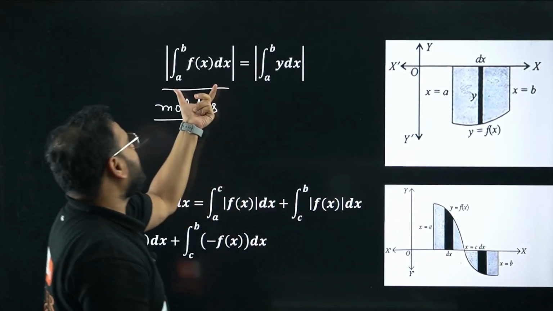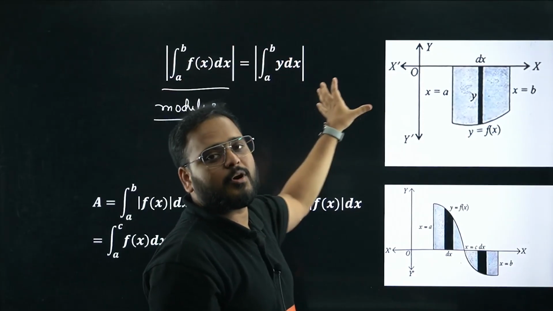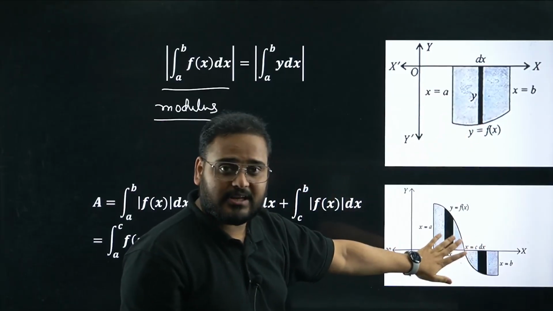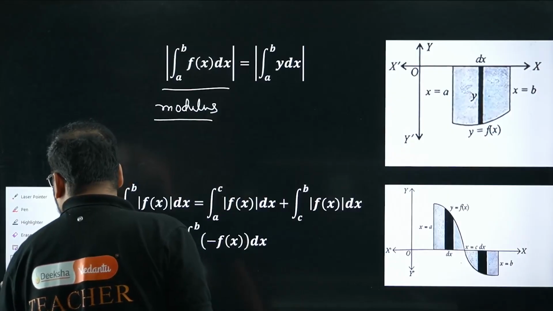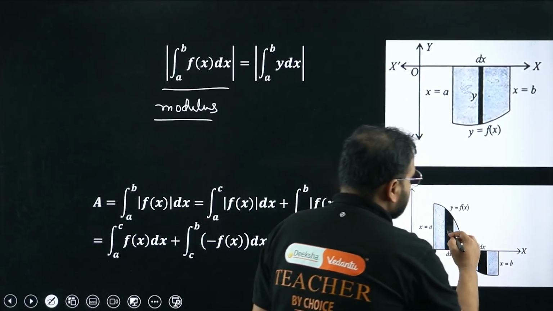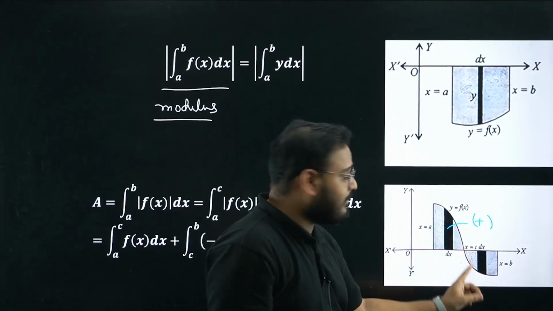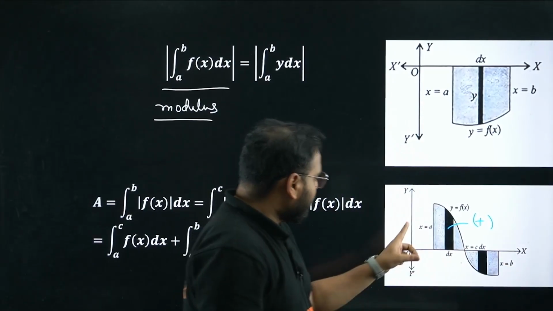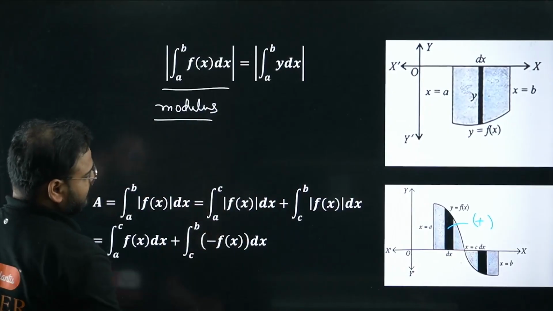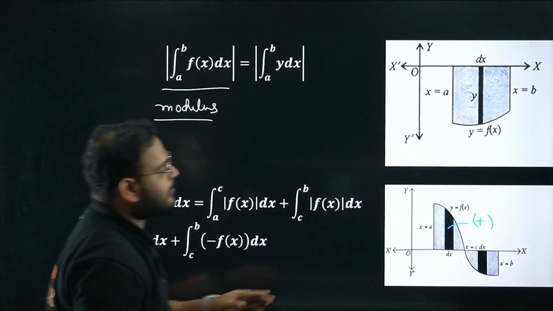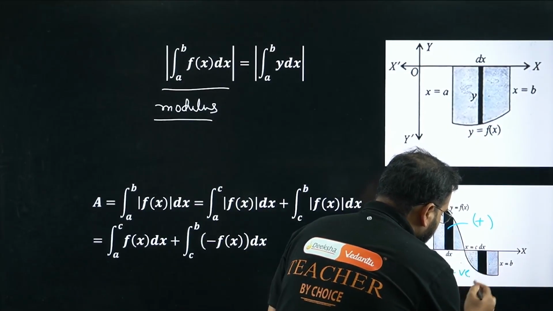That's why we introduce a modulus function. Same thing written here, just with the modulus. Whenever you have this case, for example in this particular case, this part is positive. The area above the x-axis is simply positive. Not a problem over here. But in this case, between the limits, from a to c is already positive, simply positive. But from c to b, it's negative.